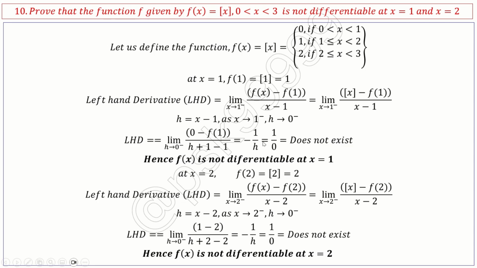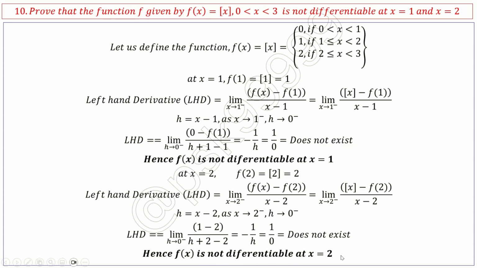So this is nothing but 1 by 0 form, which means it does not exist. LHD does not exist, which means it is not differentiable at x equal to 1. Similarly, at x equal to 2, same thing you can do. You will get again 1 by 0 form. So f of x is not differentiable at x equal to 2.